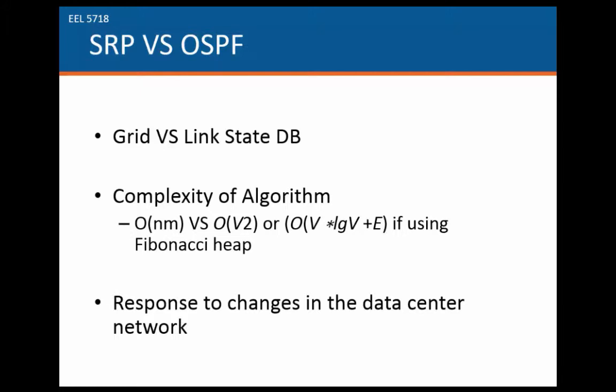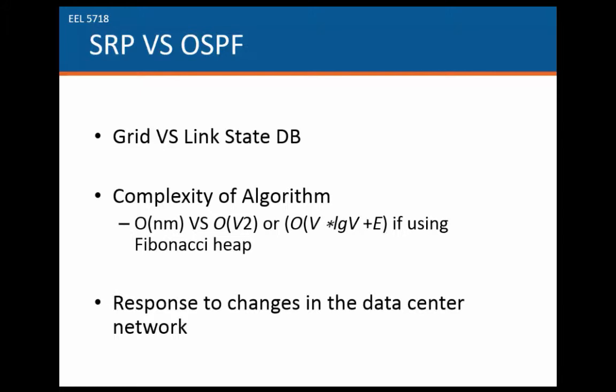Again, just highlighting the differences. We have a grid versus link state database. Grids in SRP, Sequoia Routing Protocol, versus link state database, which was in OSPF. The link state database has to allocate a bunch of resources in order to grow and find the shortest path initially, as well as when any changes in the network occur.